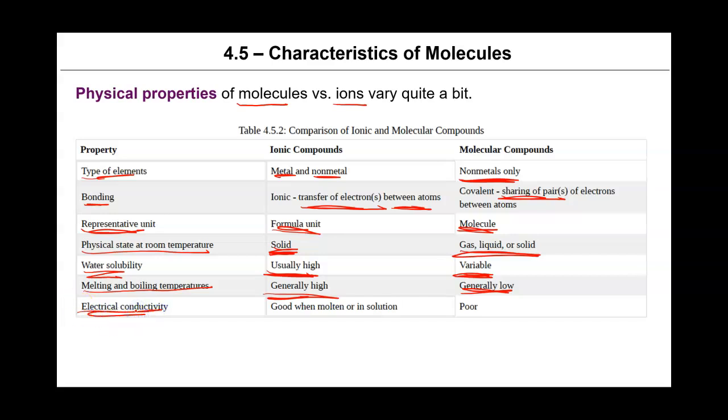The electrical conductivity of ionic compounds is good as long as the substance is either melted or in solution, so the ions can move around, whereas the electrical conductivity of molecular compounds is normally very low.